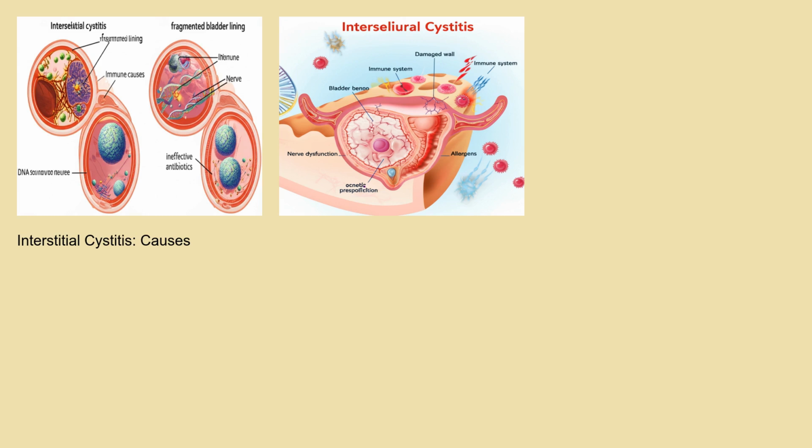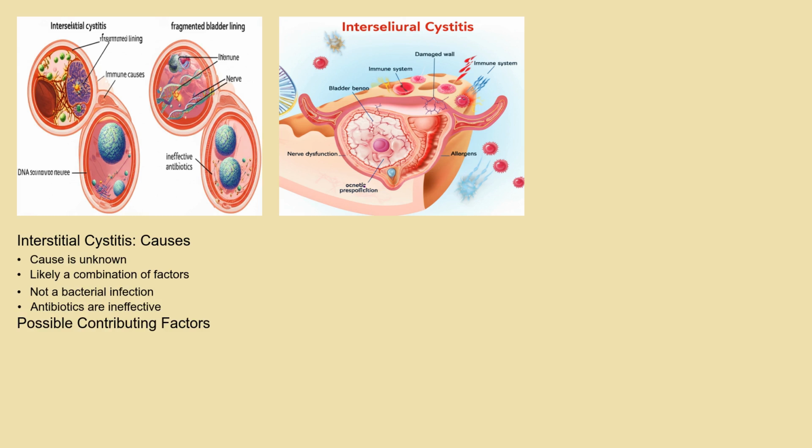The exact cause of interstitial cystitis remains a bit of a mystery. Researchers believe it's likely a combination of factors that contribute to its development. Some theories point to a defect in the bladder lining, making it more susceptible to irritation from urine. Other potential causes include autoimmune reactions, chronic infections, genetics, allergies, or even nerve damage within the bladder. It's important to note that IC is not a bacterial infection, and antibiotics are therefore ineffective.